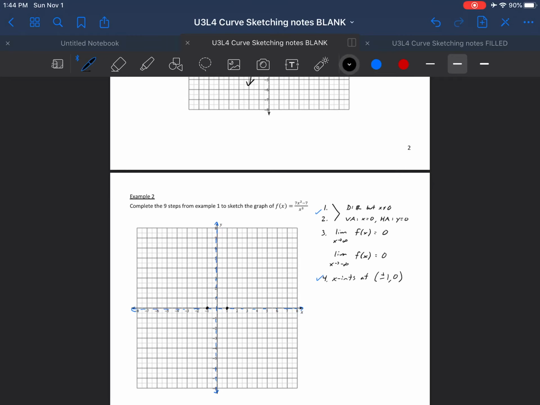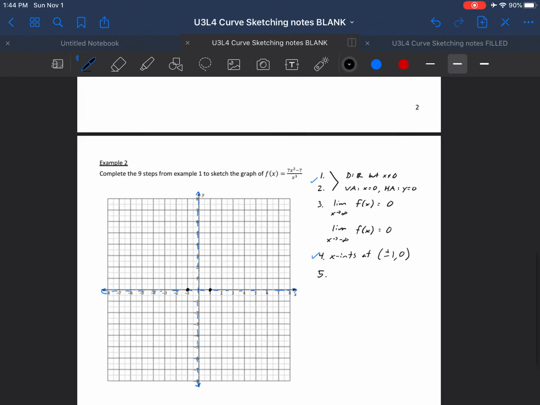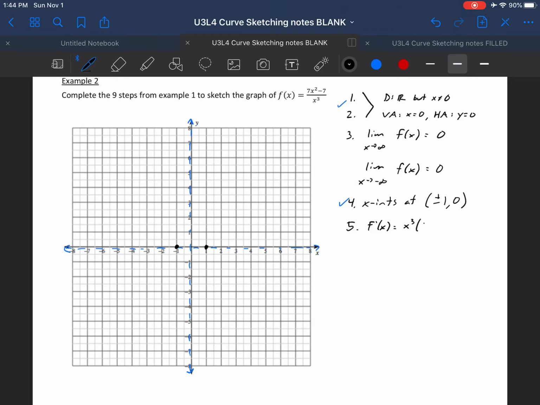Okay, 5th. Now this is first derivative stuff. So let's make this a little bit bigger. f prime of x, I'm going to use the quotient rule. f prime of x is equal to low d high. The low function is x cubed. D high is 14x minus high, 7x squared minus 7, times d low, the derivative of the low, which is 3x squared, all over low squared, which is x to the 6th.